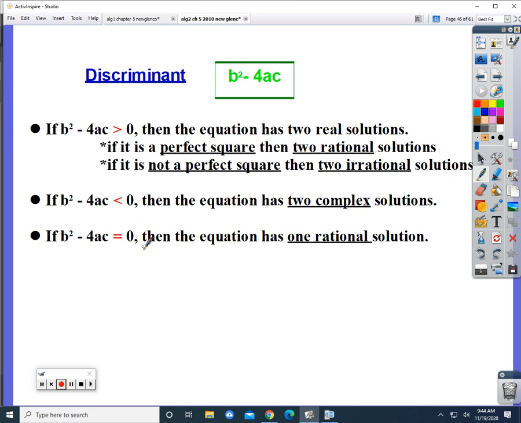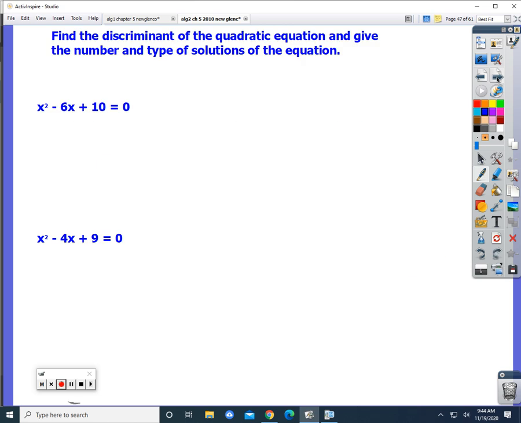And on this one, this is very unique. If you end up with a 0 under the radical, if the discriminant turns into 0, you only have 1 answer, which is pretty neat. And you know what that means? That means that the parabola is just sitting right there on the x-axis, at one spot. That's what that means. Okay, so let's go to a couple of these.